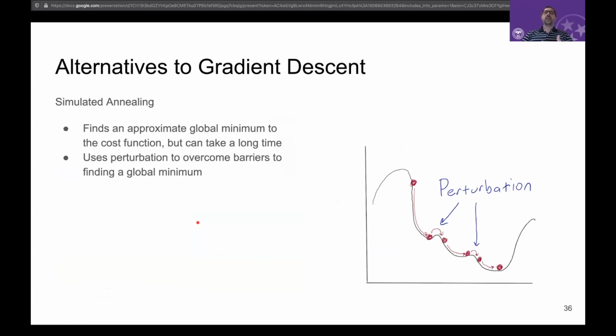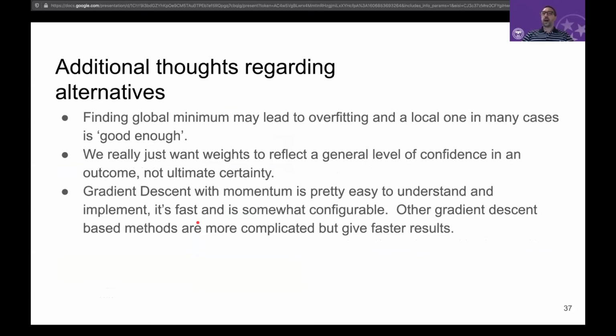And then finally, the question is, well, what if we don't use gradient descent? What if we use some other alternative like simulated annealing? And so finding an approximate global minimum, which is what simulated annealing can do, could work. But those algorithms typically suffer from long run times. And then at the end of the day, do you really want the most perfect global minimum? Maybe the local minima are good enough.